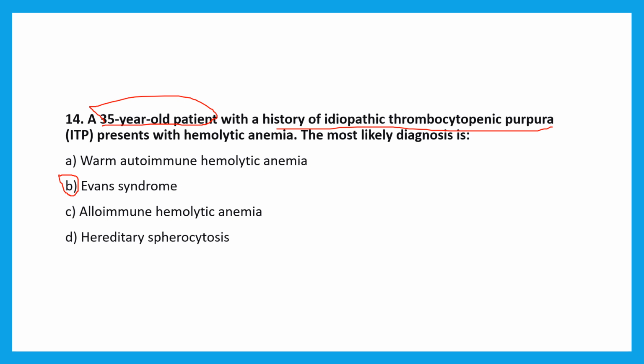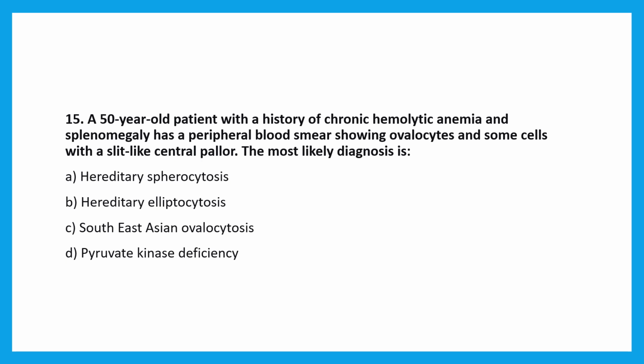Just that is enough. A 50-year-old patient with a history of chronic hemolytic anemia and splenomegaly has a peripheral blood smear showing ovalocytes and some cells with a slit-like central pallor. The most likely diagnosis is what? A, hereditary spherocytosis, B, hereditary erythrocytosis, C, Southeast Asian ovalocytosis, D, pyruvate kinase deficiency. So look at these words: chronic hemolytic anemia, 50-year-old patient, splenomegaly. What's the smear showing? Ovalocytes and a slit-like central pallor.